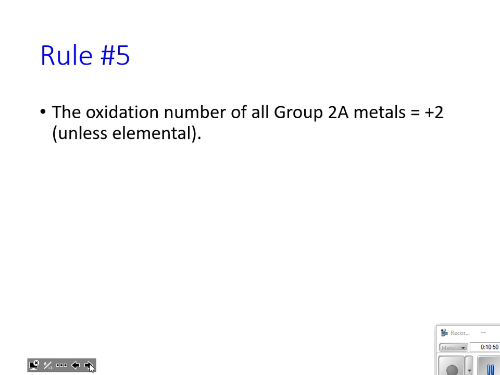Rule number 5 states that the oxidation number of all group 2A metals are +2. So if I have a compound that has any one of the group 2 metals, beryllium, magnesium, calcium, strontium, barium, radium, those are all going to take oxidation numbers of +2.